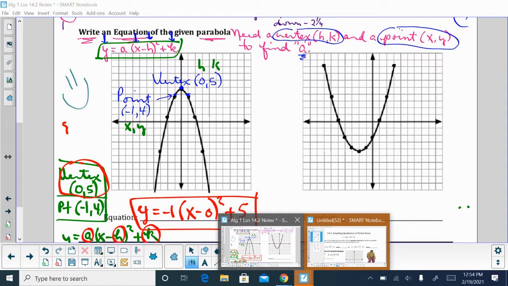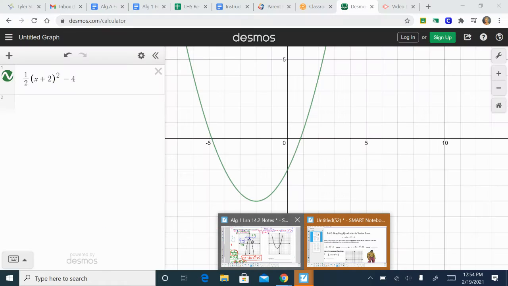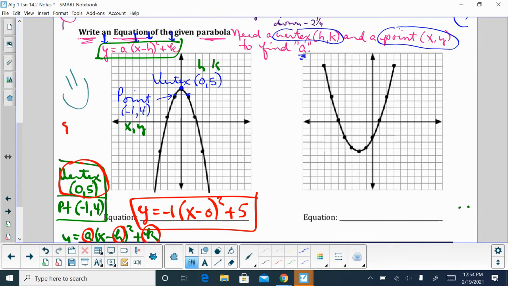Hi there, last problem on this lesson. So again, we are writing an equation. We're trying to write an equation for the given parabola. So we have to have a vertex and a point on that parabola.